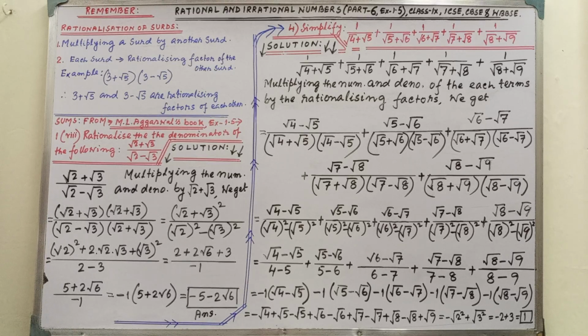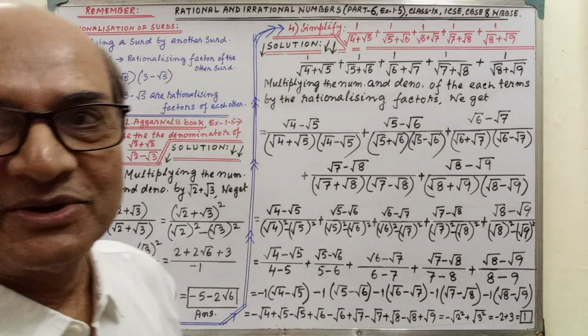Today for class 9, ICSE, CBSE and West Bengal board also: Rational and irrational numbers, Part 6. That means you have already got 5 lessons. You must go through those lessons. Now please pay your attention on the board.